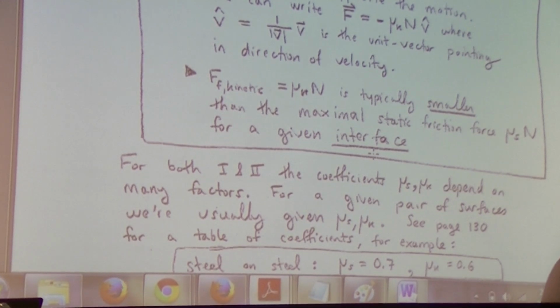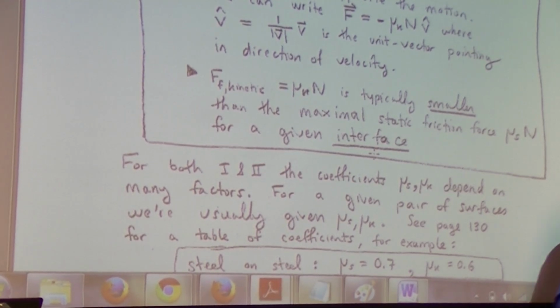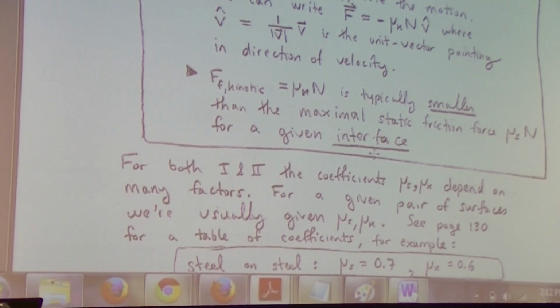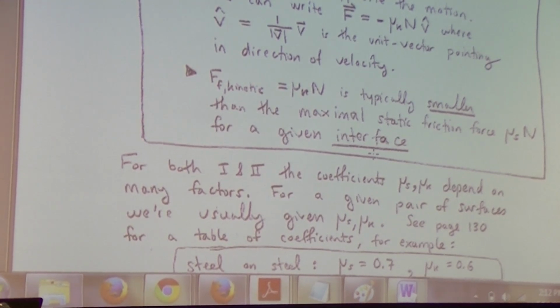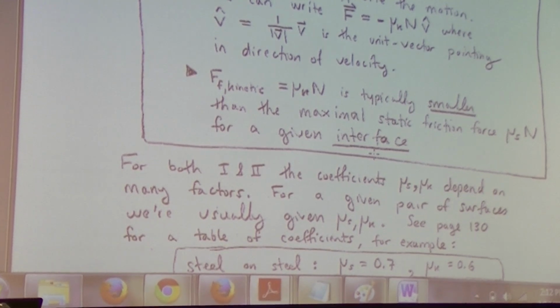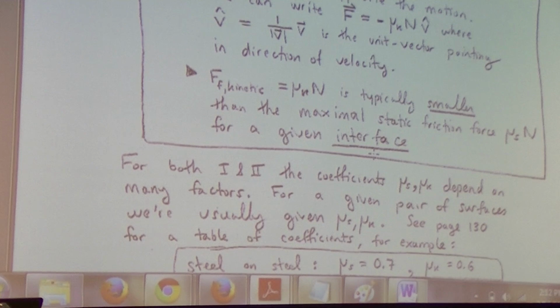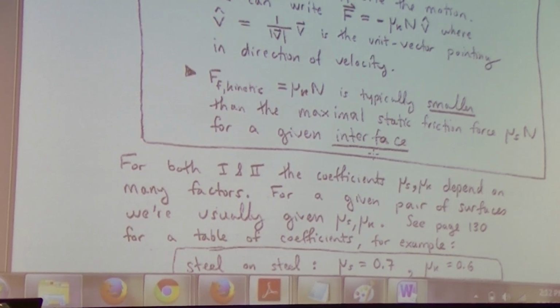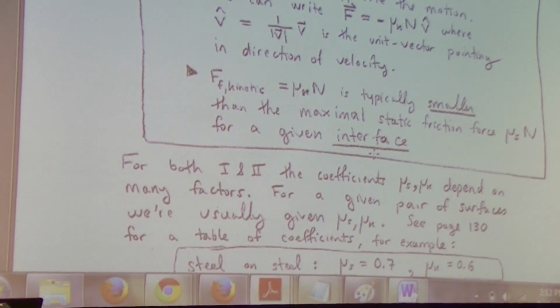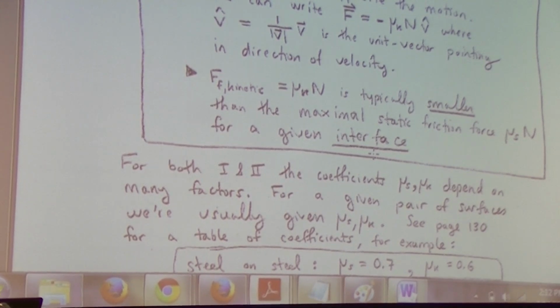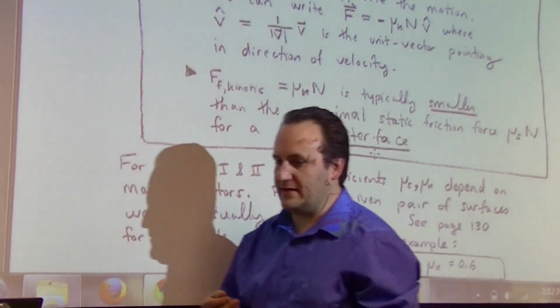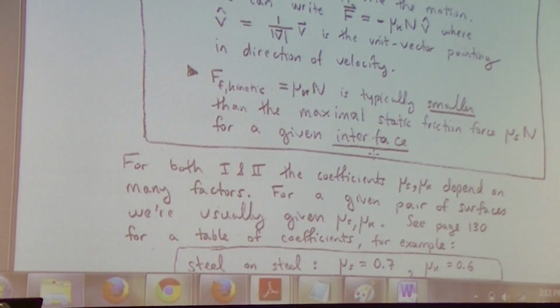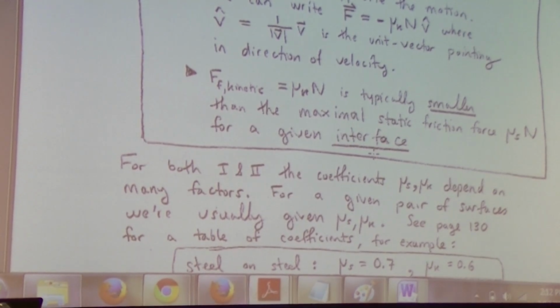I don't know if you've already answered this, but it says that the kinetic force of friction is typically smaller than the maximal static friction force. Is there a time that it could be bigger, or is it universally accepted that it's always going to be smaller? That's an experimentally determined fact. As far as I know, there may be some exotic material designed precisely to be the opposite.